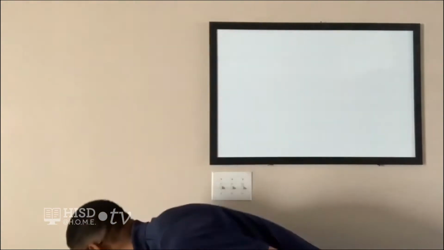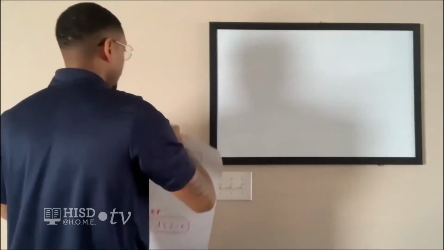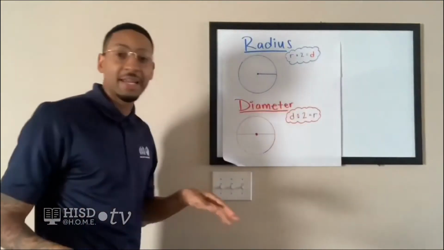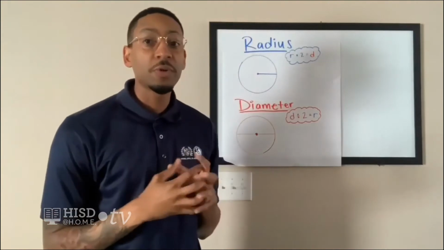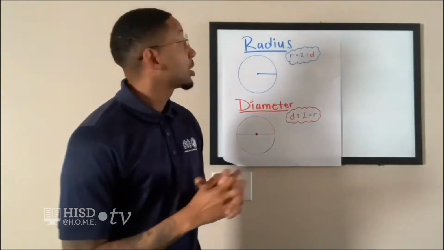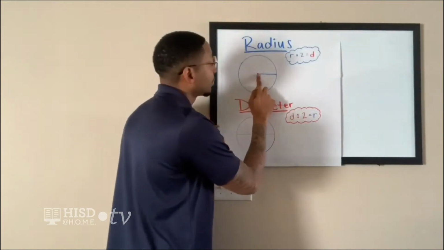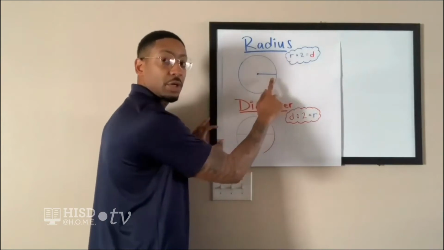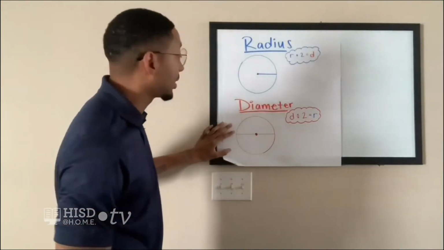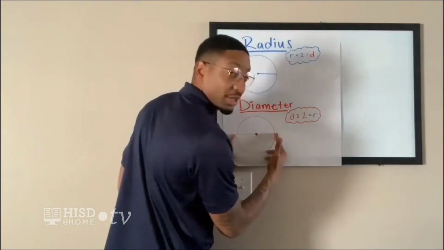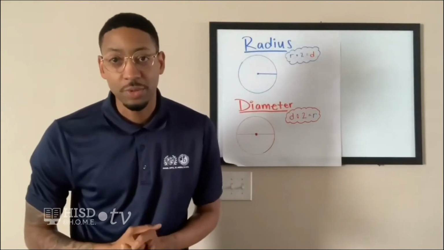Before we dive into the learning, we have to nip one thing in the bud. We need to know the difference between radius and diameter. The radius is the measure from the center of a circle to the edge of the circle, whereas the diameter is the measure from one side of the circle through the center all the way to the other side of the circle, okay?